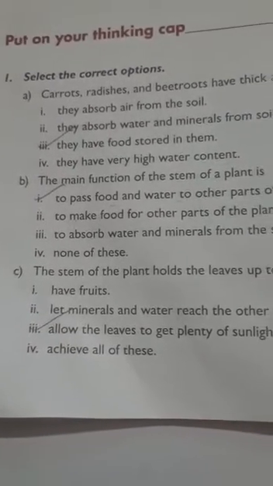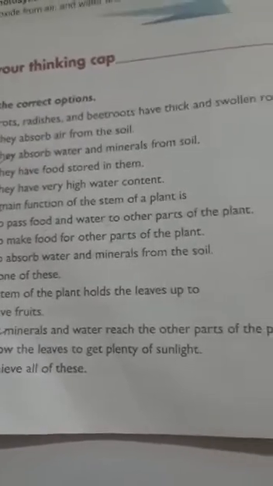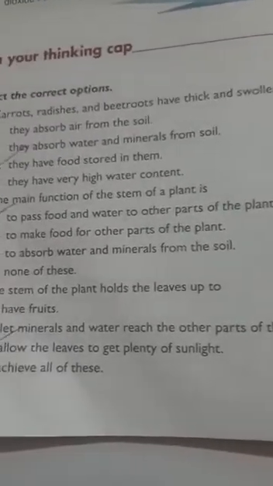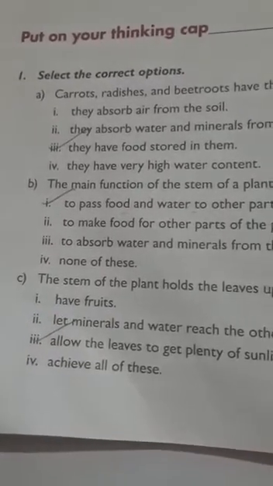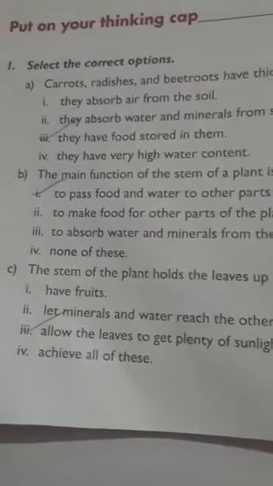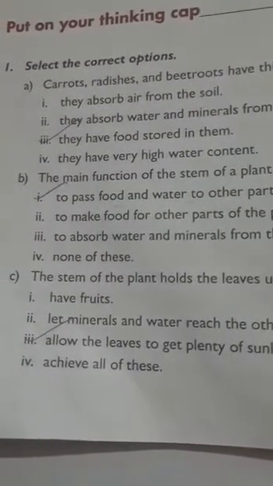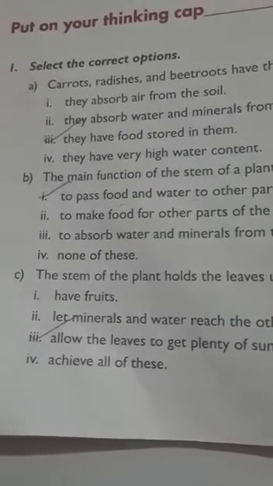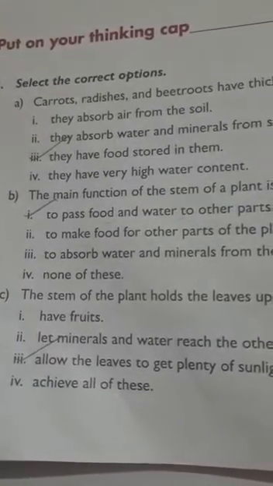Your first question is: carrots, radishes, and beetroots have thick and swollen roots because. Why do carrots, radishes, and beetroots have thick and swollen roots? Here the options are: they absorb air from the soil, they absorb water and minerals from soil, they have food stored in them. Here the correct option is they have food stored in them.